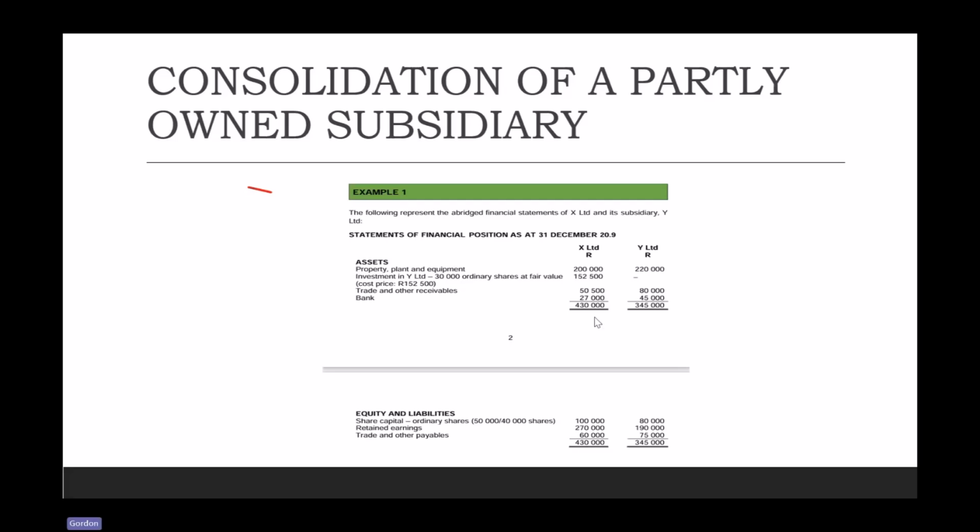remember, you as a parent, you have sublet a portion of your property to a subsidiary. So as far as the group is concerned, what is this property? Is this an investment property? What is this property now? You, the group, are occupying it as a group. So you see, it's no longer an investment property. To the group, it's what? It's owner-occupied property.